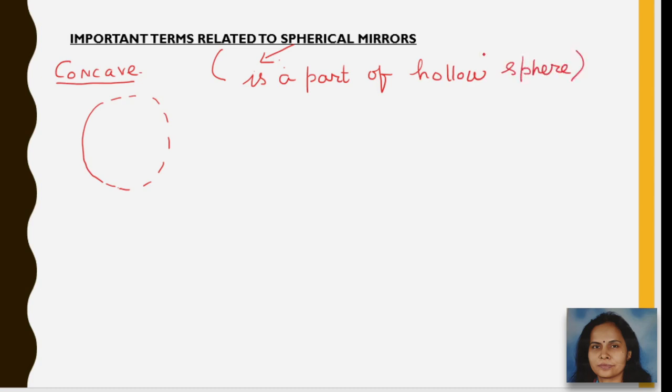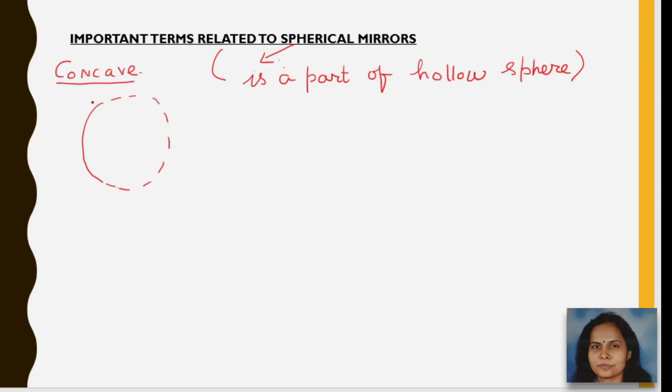Suppose consider a three-dimensional structure, a plastic hollow ball, and you want to make a spherical mirror out of that, and you are cutting it from a side, not from the mid, but from the side. Now you'll get a small curved surface, right? And the surface which is curved outward, you are making it a non-reflecting one, and which is curved inward, you are making it a reflecting surface. So you will get a concave mirror here.